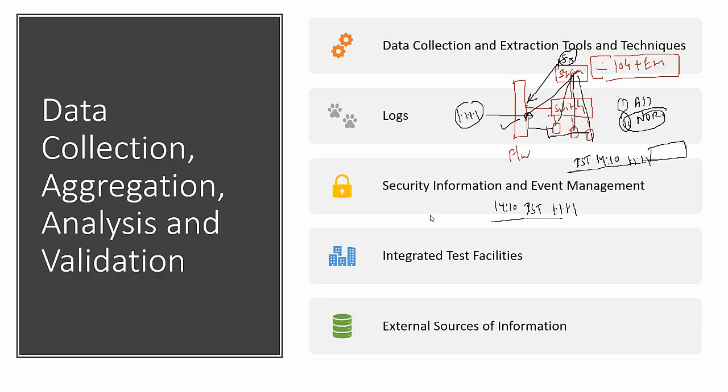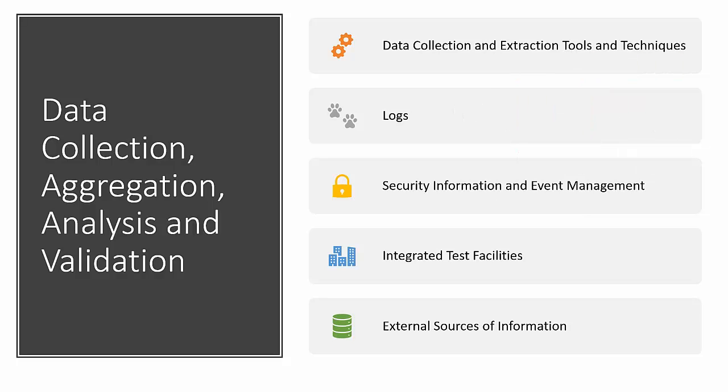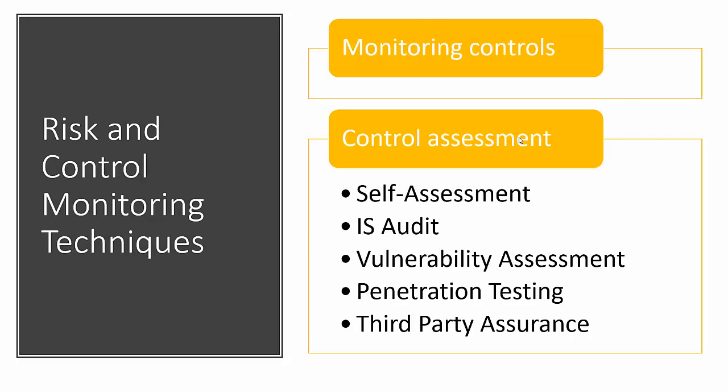Sometimes we use external sources of information also, like threat intelligence, threat feeds and all that, by which we try to understand the cybersecurity posture of an organization. So these are the different kinds of data we collect, by which we try to improve our existing controls. Sometimes we also do some other activity.